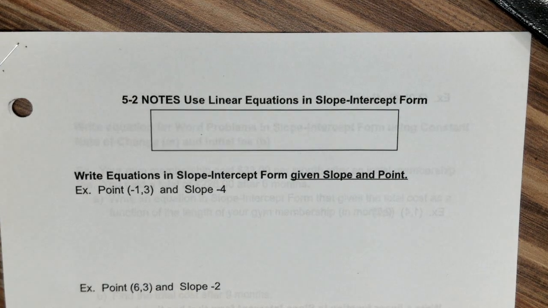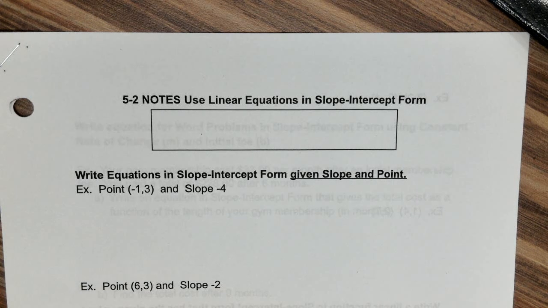So this chapter is all about writing linear equations. Linear just means a straight line, and there are lots of forms. Right now we are focusing on slope-intercept form. So who can tell me what is slope-intercept form? Y equals mx plus b.